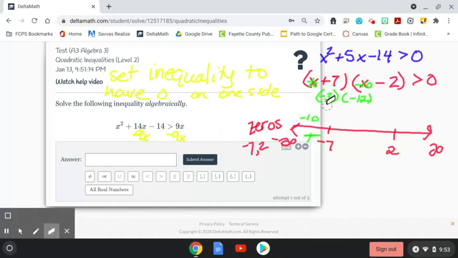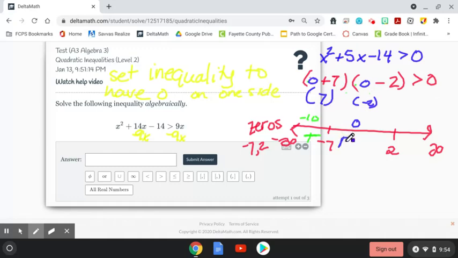Now let's pick a number in between negative 7 and 2. Let's try 0. Okay, so then I would have 0 plus 7 and 0 minus 2. 0 plus 7 is 7. 0 minus 2 is negative 2. 7 times negative 2 is not greater than 0, so this interval would be false.